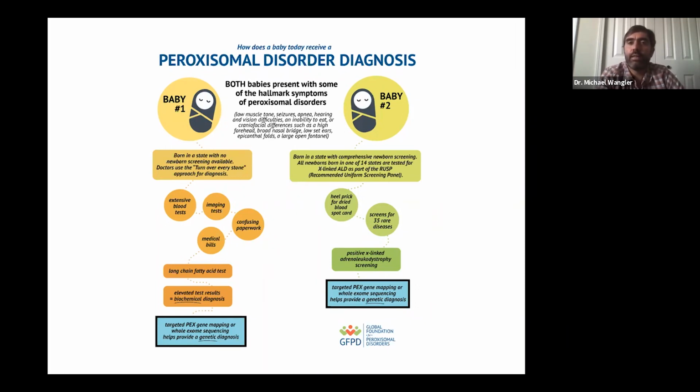So, let's say that you think about two babies. The baby on the left, let's make the babies equivalent, like they both have similar mutations, they have similar presentation: low muscle tone, seizures, breathing problems, hearing and vision difficulties. They might have craniofacial differences, low set ears, a large fontanelle. And in the baby on the left, let's say that they're born in a state with no newborn screening available, which also would be the status for almost all the states before 2017, 2018.